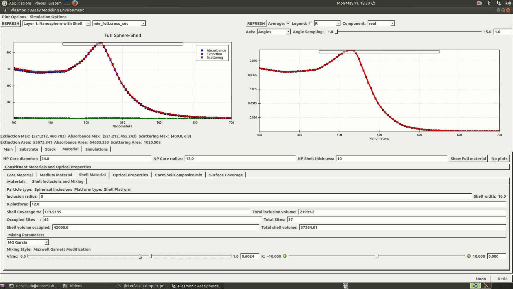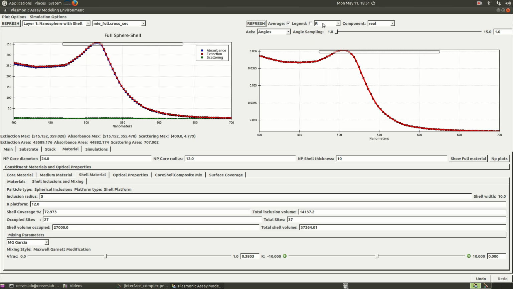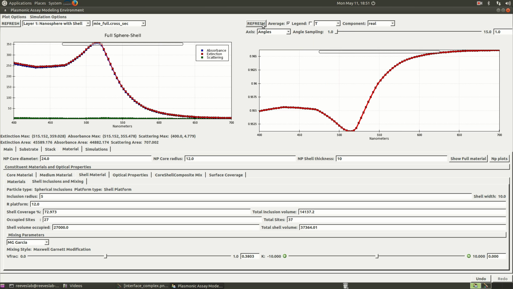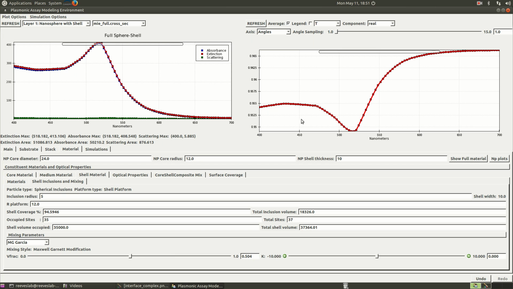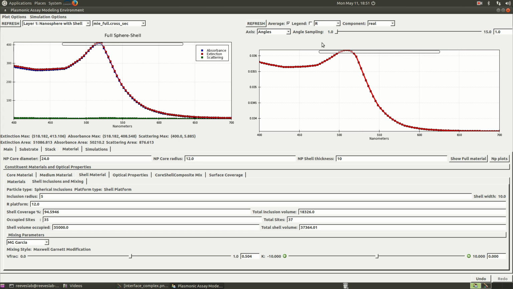And again, the same relation between the extinction cross-section and the reflectance holds. Same with the transmittance. So when people use biosensors, essentially what they're doing is binding stuff to gold, and that induces these shifts in the transmittance or in the reflectance.